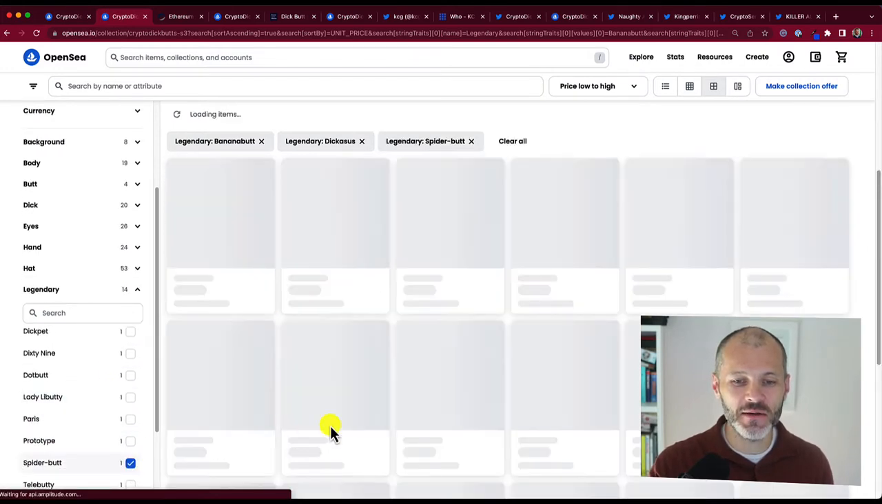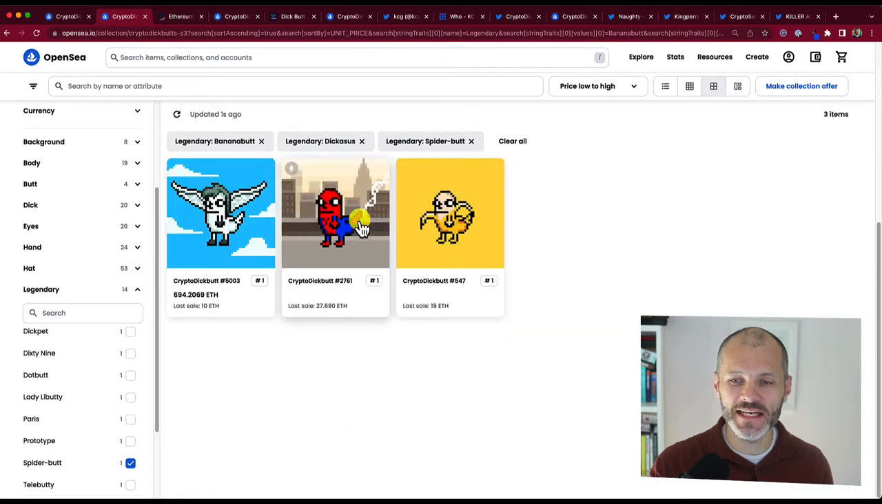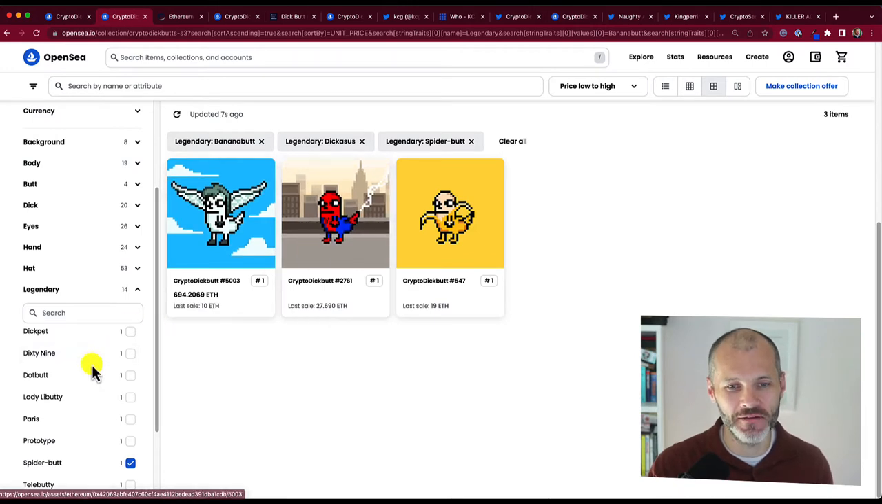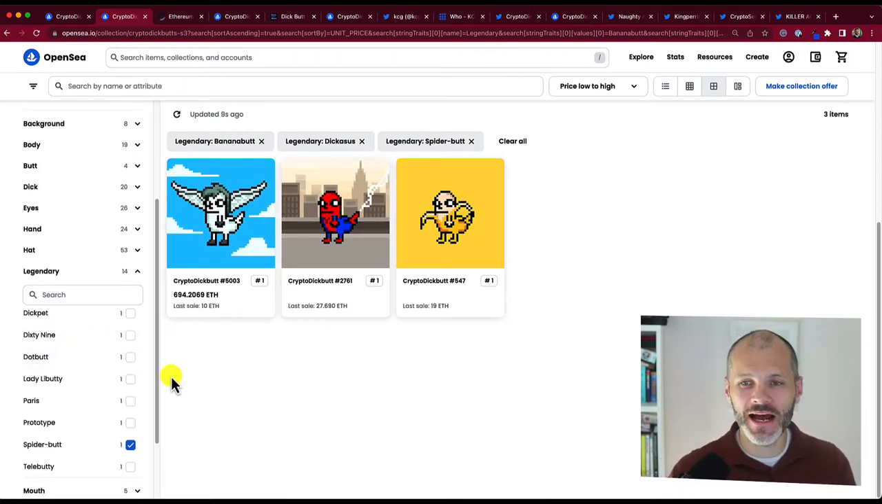And then Spider Butt sold for a whopping 28 ETH approximately 4 months ago, just after the NFT bear market. And yes, that is a dick coming out of its butt. So quite a colorful and crazy collection that has had some significant and big sales over the past few months.